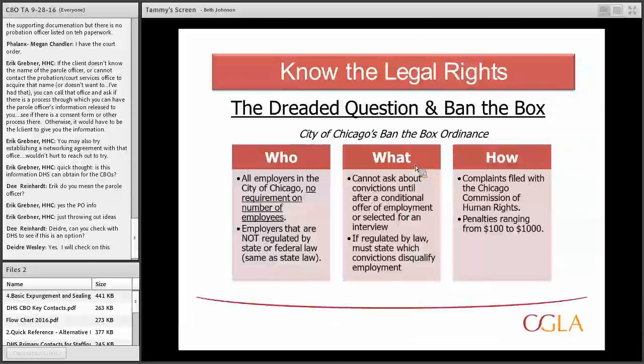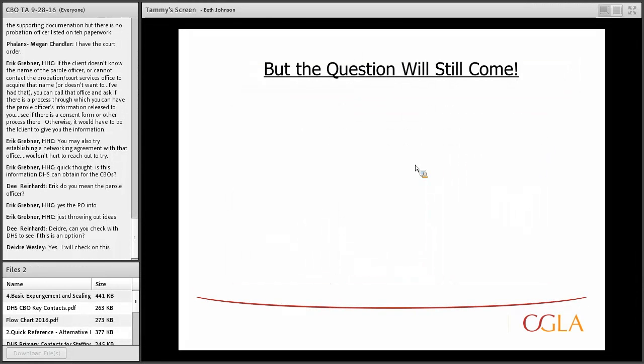The city of Chicago has their own Ban the Box too. Really, Ban the Box is great in terms of not having that threshold inquiry be about your record on the application. But at the end of the day, no matter what, it doesn't prohibit an employer from looking at your record. It delays it, right? The question will still come.